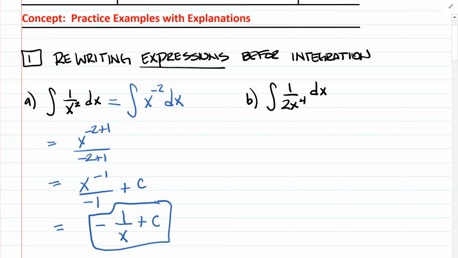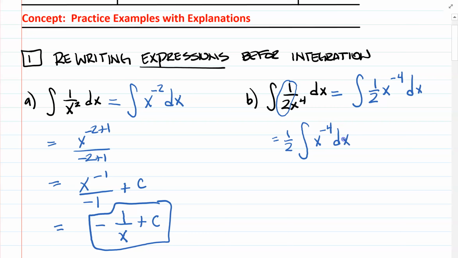Okay, let's try part B. Again, I am going to rewrite this before I do any calculus. I'm going to rewrite this as the integral of 1/2 x to the negative 4th dx. Notice how the 1/2 has nothing to do with the exponent on the x. So this is a constant. I'm going to pull this through. So this is going to be 1/2 the integral of x to the negative 4 dx. That's going to be 1/2 times x to the negative 4 plus 1 over negative 4 plus 1, which is then going to give me 1/2 x to the negative 3 over negative 3, and then a plus c.